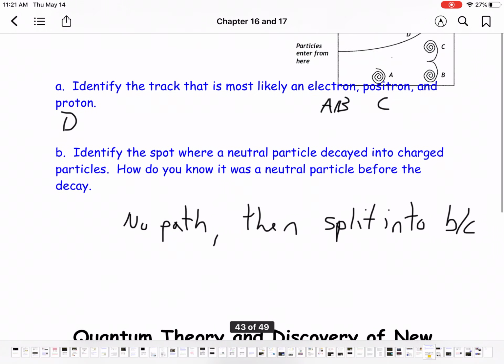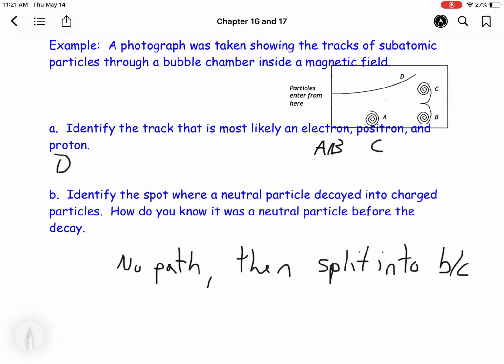Right, so we can look at these tracks like this. So what we have is to analyze this path right here, okay? And it's asking which one is an electron, positron, and a proton. So an electron should have a small circle, right? It should have a small circle. Okay, so that's A or B, the electron.